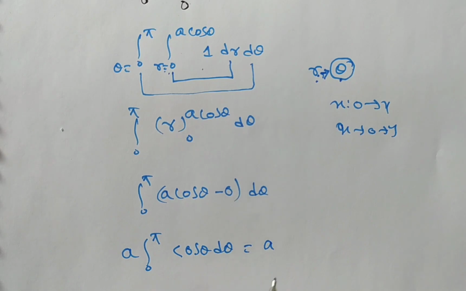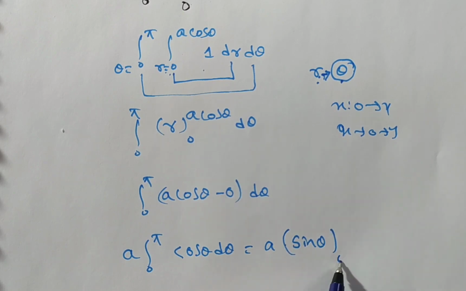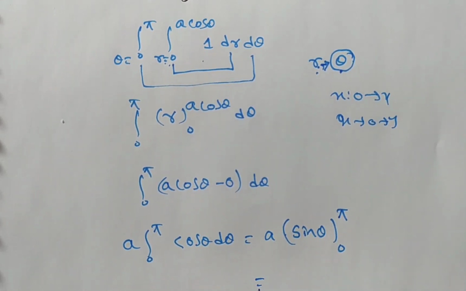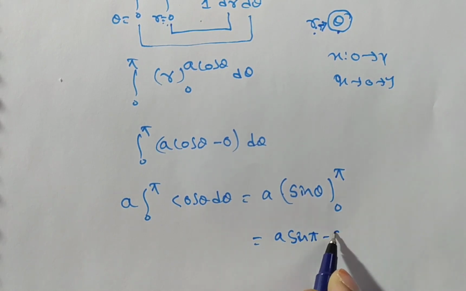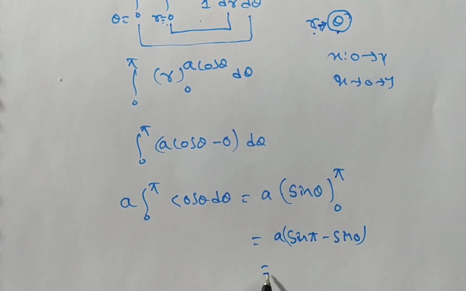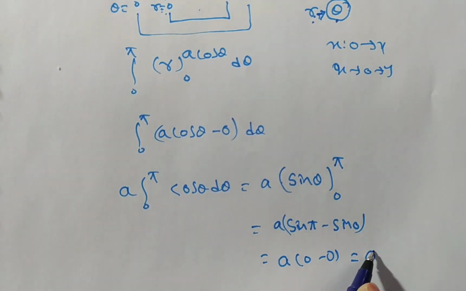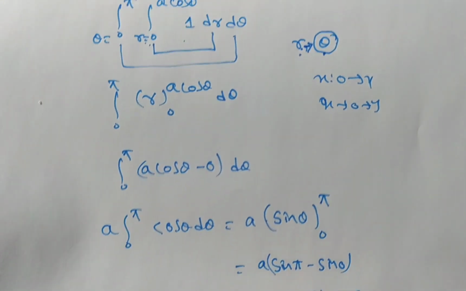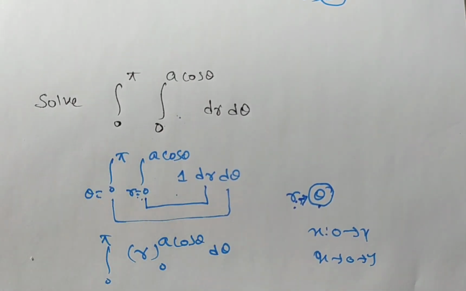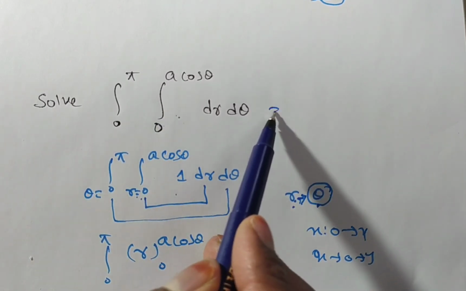Now a is a constant, and the integration of cos theta is sin theta. The derivative of cos theta is minus sin theta, but the integration of cos theta is sin theta. Limits from 0 to pi. Substituting the upper limit minus the lower limit: a into sin pi minus sin 0. Sin pi is how much? 0. Minus sin 0 is also 0. So a into 0 is 0. So we got the integral value as 0. That is, the integral from 0 to pi, integral from 0 to a cos theta, dr d theta, has value 0.